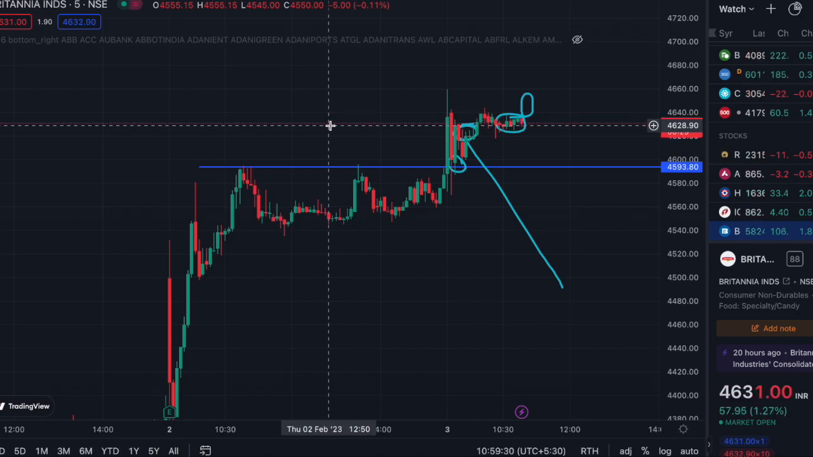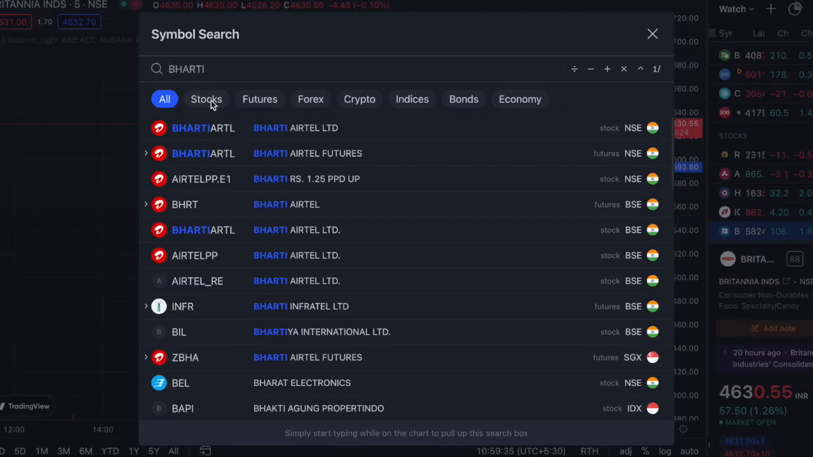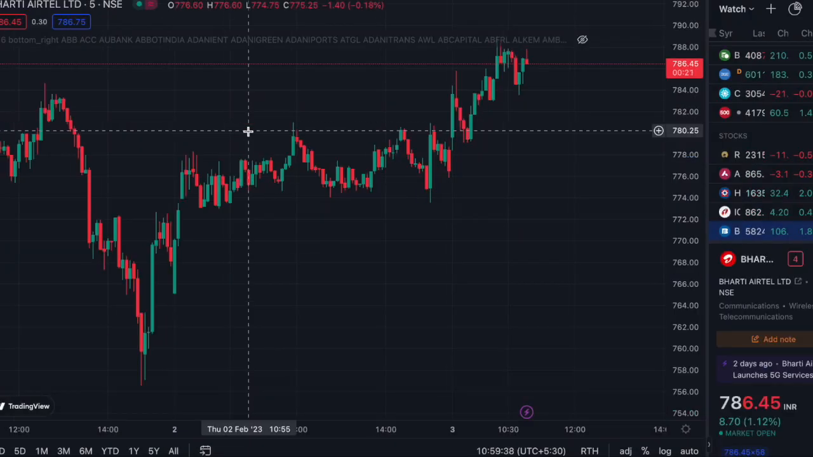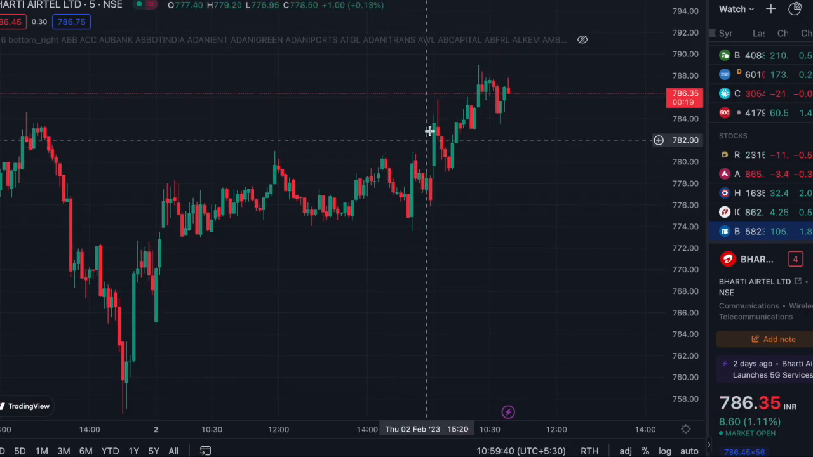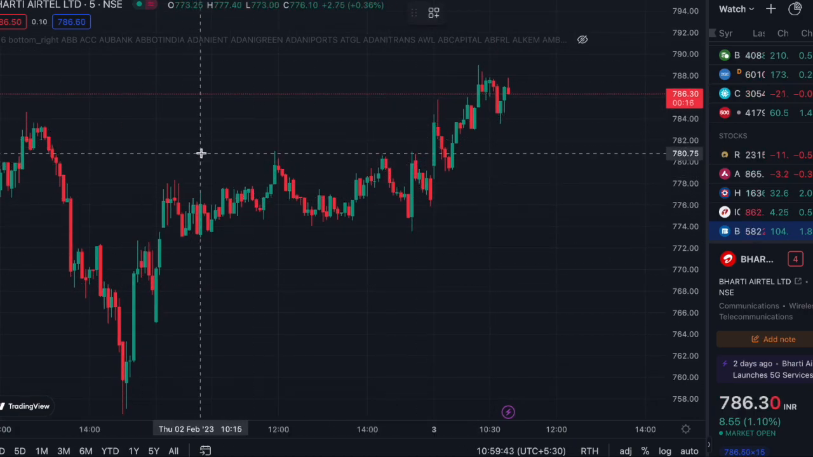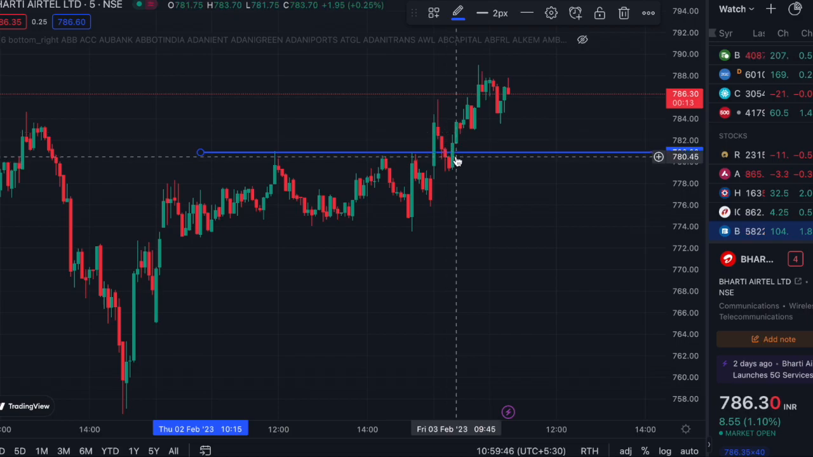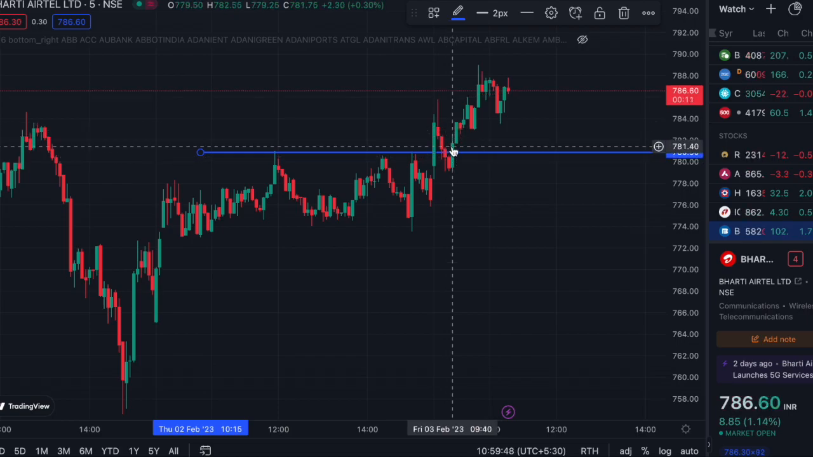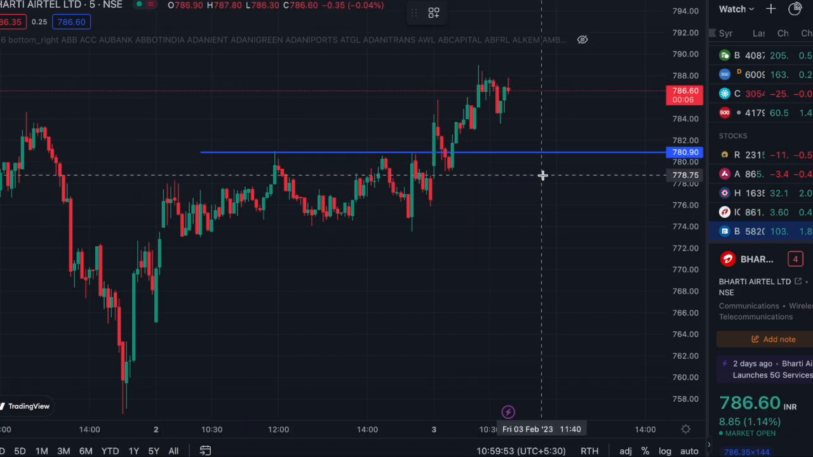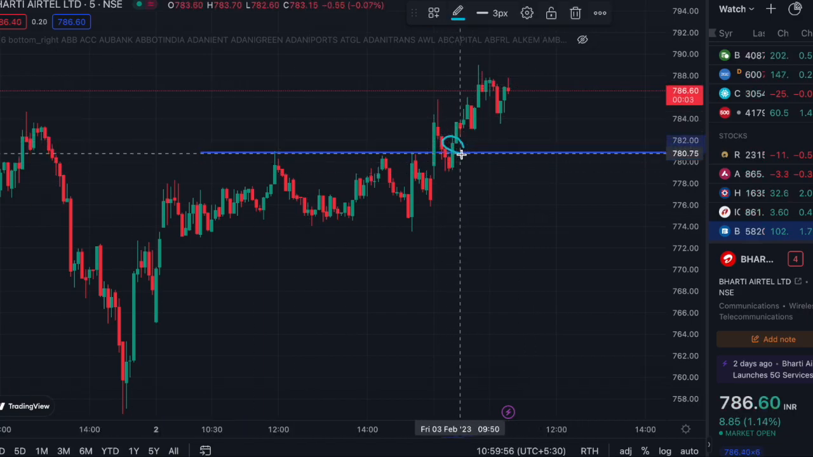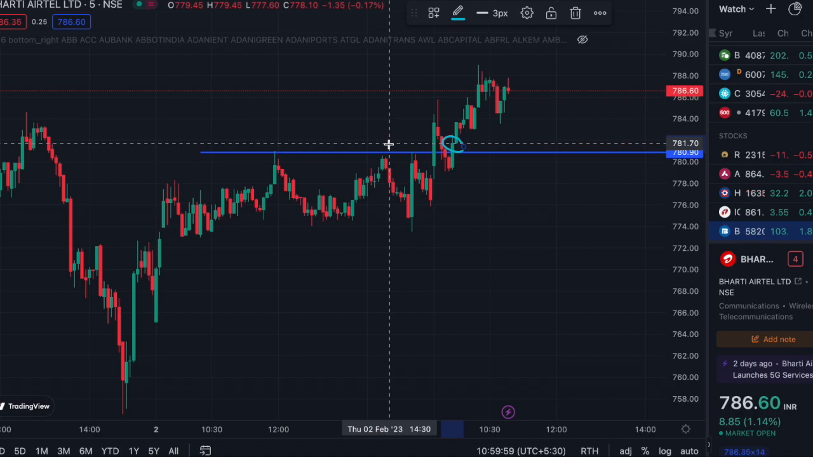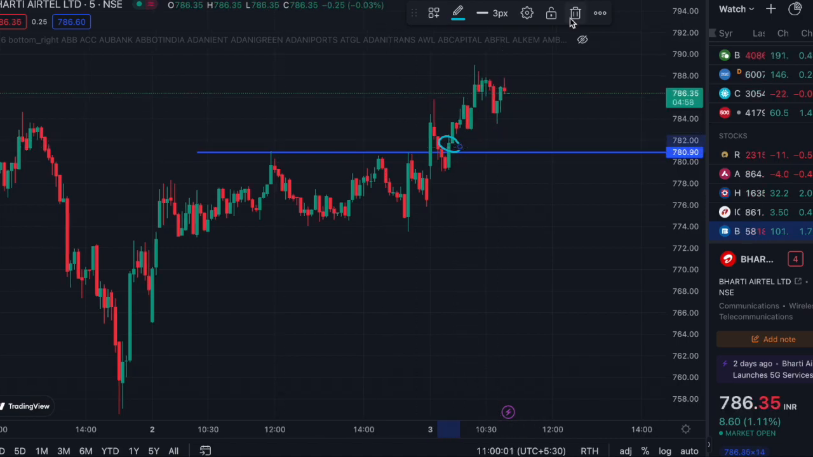I'll upload the second part of the video. One more is Bharti Airtel, I guess. Yep, perfect. Bharti Airtel, if you can see over here, the first candle touched, and there's a green candle, and we have gotten a strategy signal at 9:40. Luckily today I got a few live trades, and we have a trade over here. Your stop loss has to be below this.